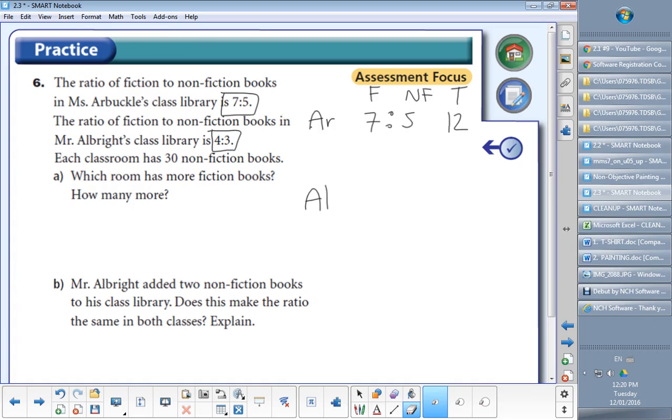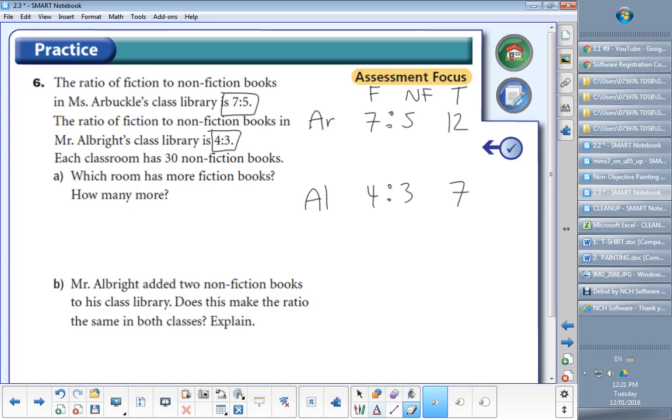Now let's look at Mr. Albright's class. We'll write AL. His ratio is 4 fiction for every 3 nonfiction books, and if we add them together, we get a total of 7. So the question here is that each classroom has 30 nonfiction books, and which one has more fiction books? So they both have 30 nonfiction.